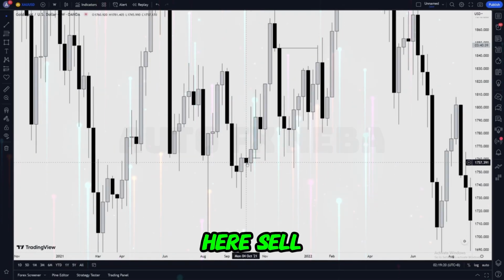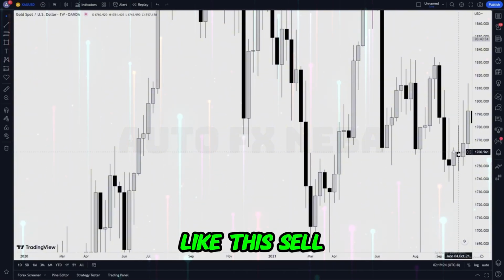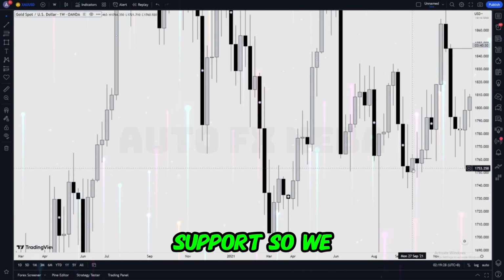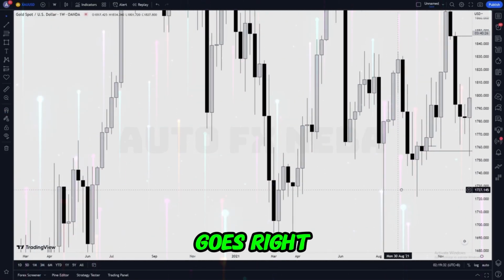What do we have here? Sell, buy. So let's assume our charts were like this. Sell, buy. What do we have here? Support. So we're going to draw that in. You can see how price touches and goes, right?